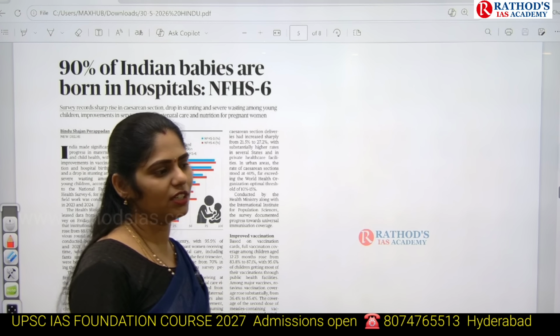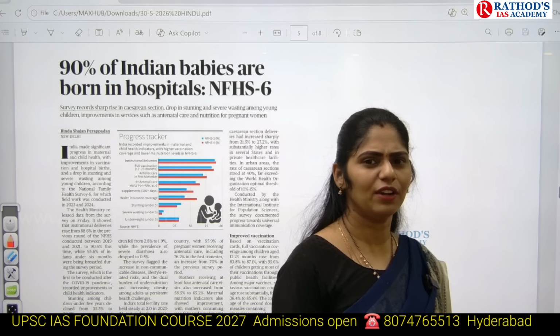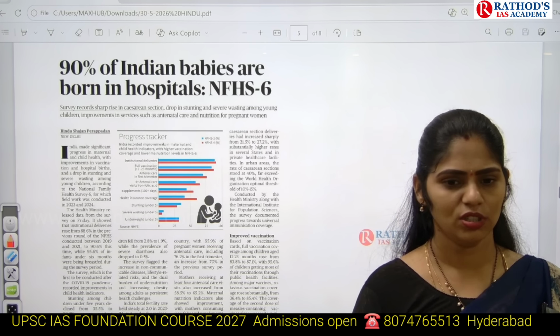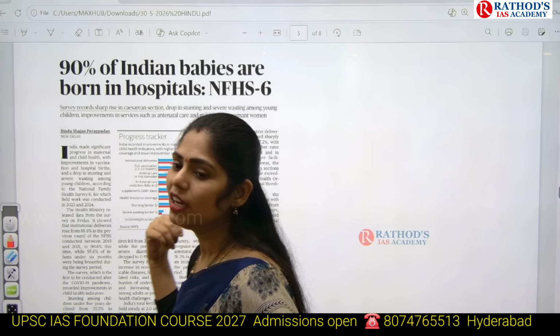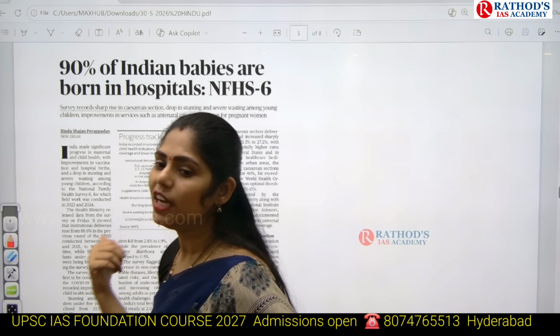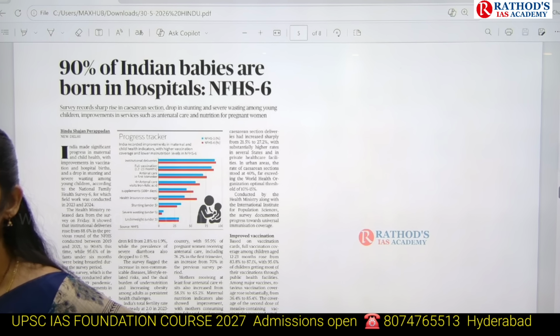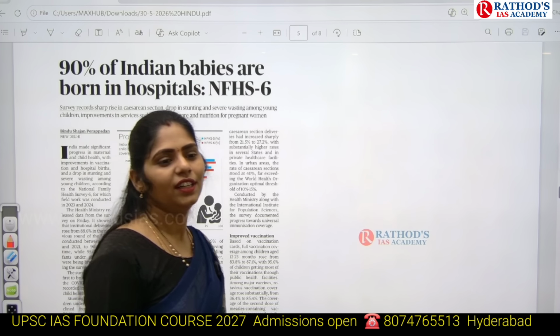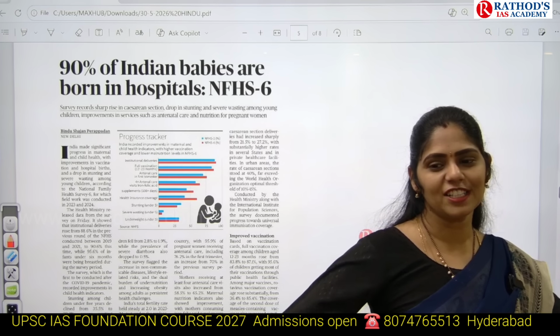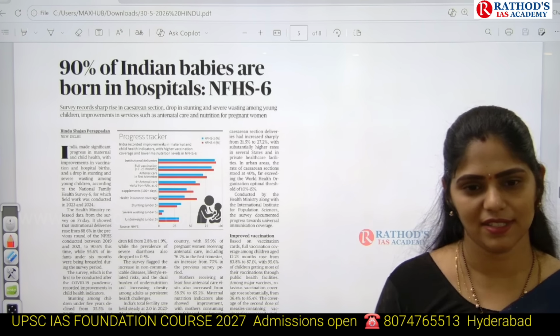So if the deliveries are happening at home, can we give that kind of vaccinations? No, but children will be getting vaccinations if they have institutional deliveries. That means we are also going to reduce the infant mortality rate as well as the child mortality rate if we are promoting institutional delivery. So all these things you have to remember and think about, guys.